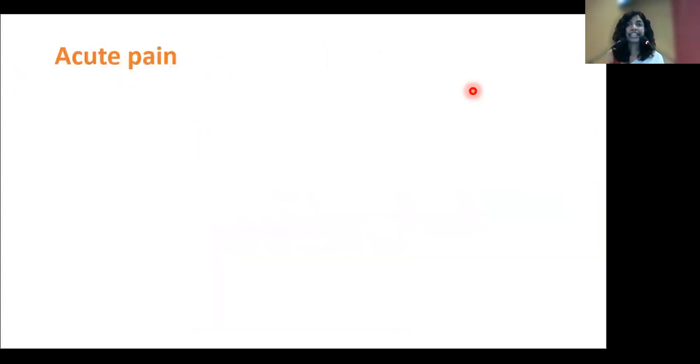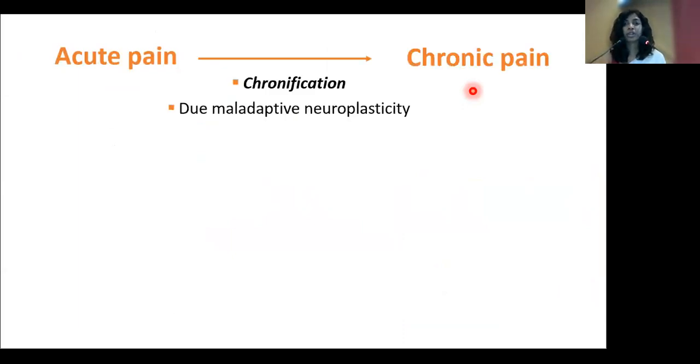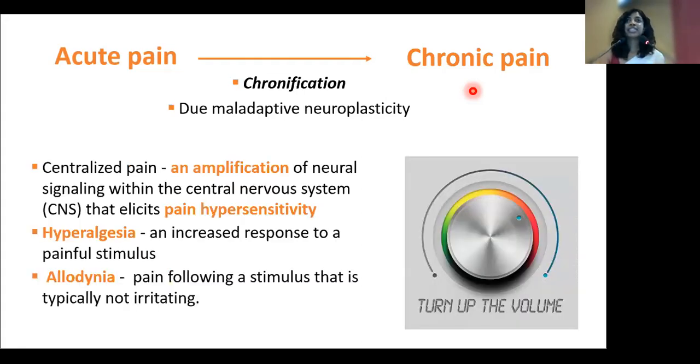So in this, you can understand that acute pain becomes chronic pain through these maladaptive neuroplasticity, and there is a process of chronification where it lasts for a long period of time and it becomes chronic. So what essentially happens is that the central nervous system, or your nervous system, amplifies the nociceptive stimuli. So there is hypersensitivity to pain. Essentially, the body is turning up the volume of pain that you feel.